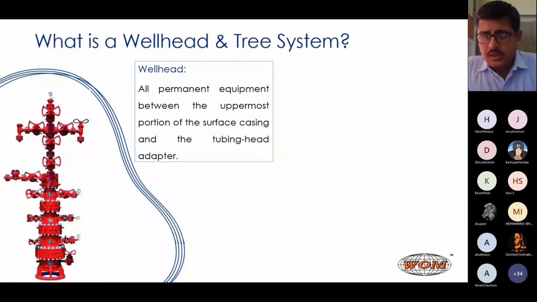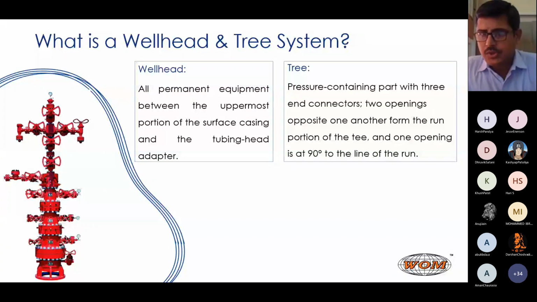A tree is a pressure containing part with three end connectors. Two openings opposite one another form the run portion of the T, and one opening is at 90° to the line of the run. Now when I'm talking about, just see my cursor. So this is the tree portion we are referring to. We have three openings. This is the vertical run, this is the horizontal run, and these are at 90° to each other.